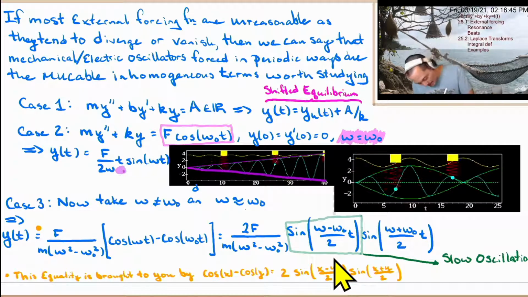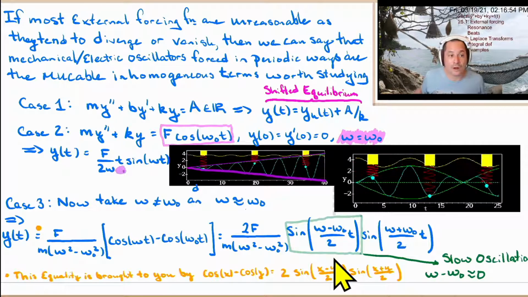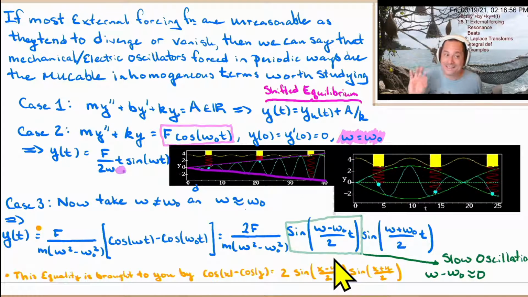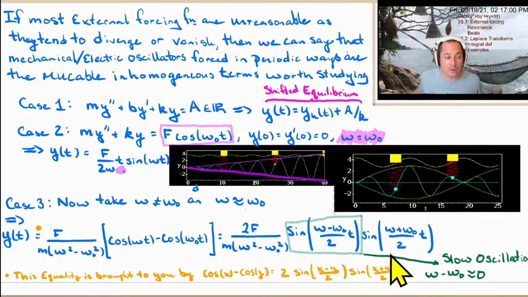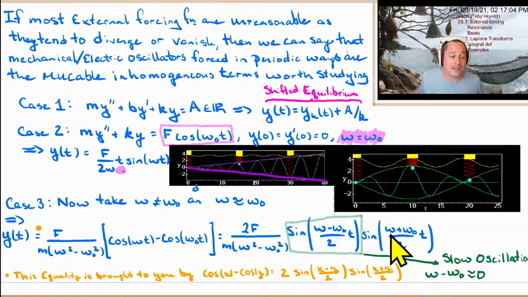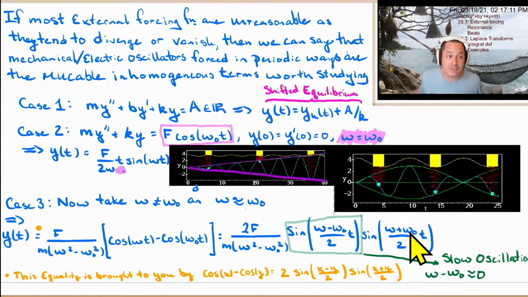Omega minus omega naught is approximately 0. So that makes this outer oscillation slow. But that's not the whole story of the function, right? The outer oscillation is slow, but this oscillation is going to be much faster because if omega is 1 and omega naught is 0.99, then if I add them, I'll get something that's not very close to 0.